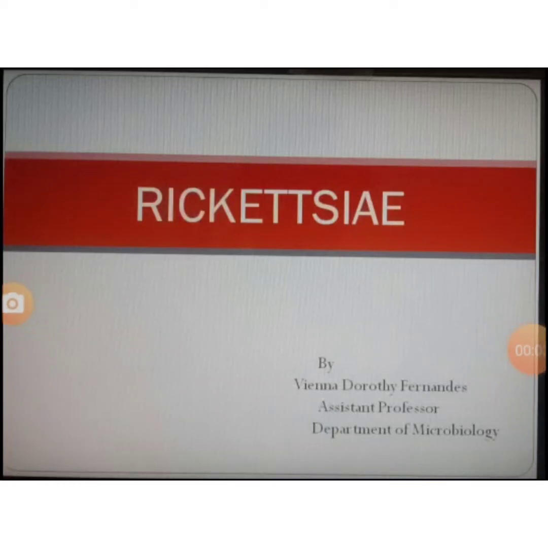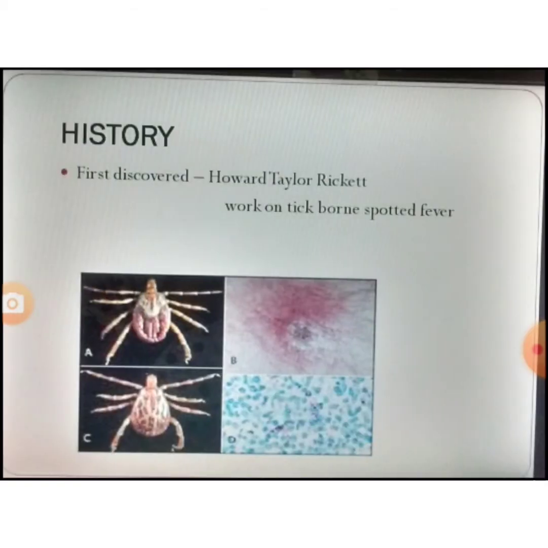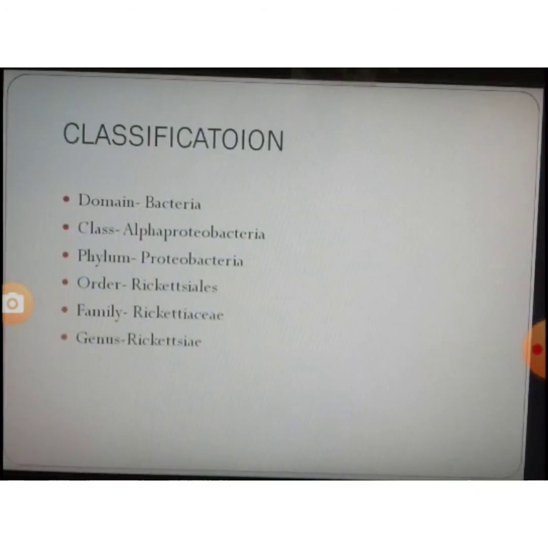Hello everybody, we will be studying about Rickettsiae today. Rickettsiae were first discovered by Howard Taylor Ricketts based on his work on tick-borne spotted fever. Hence the name Rickettsia has been given. If we go to the classification, it is a bacteria.